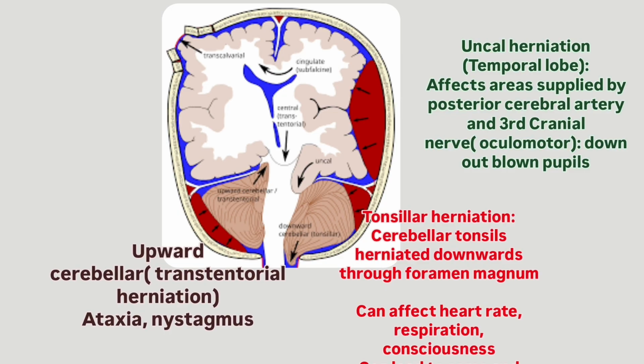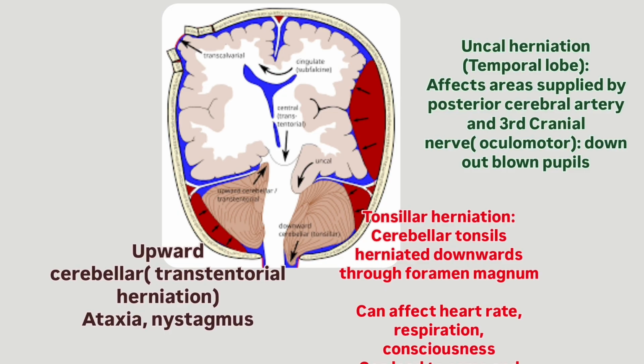Then tonsillar herniation, it is the herniation of the cerebellar tonsils downwards to the foramen magnum. Since it affects the brainstem area, it can affect heart rate, respiration and consciousness. It can also lead to coma and death.